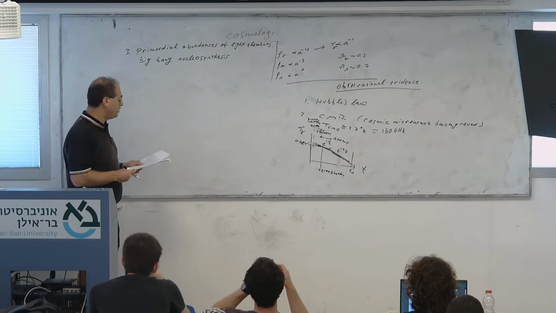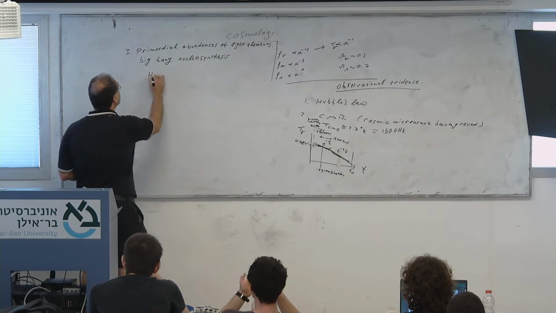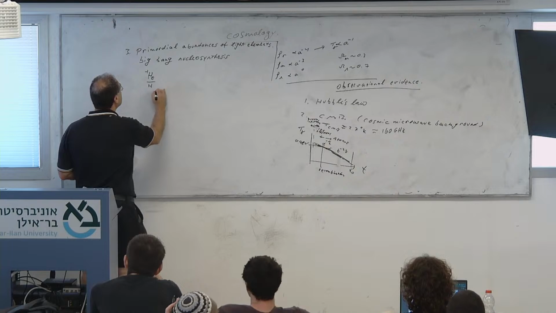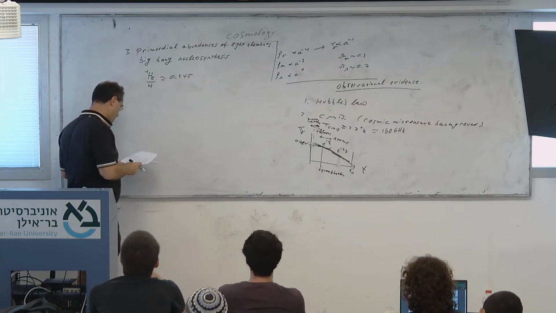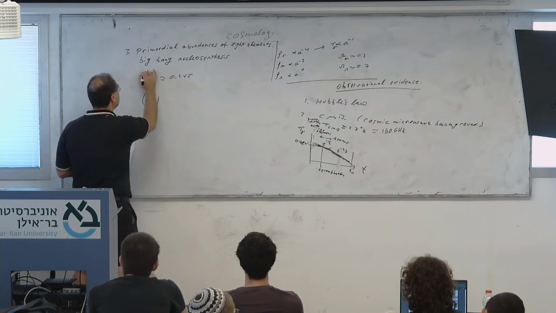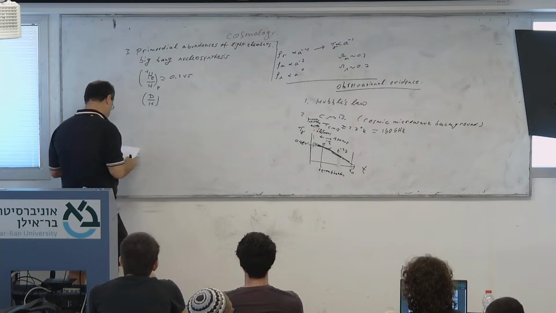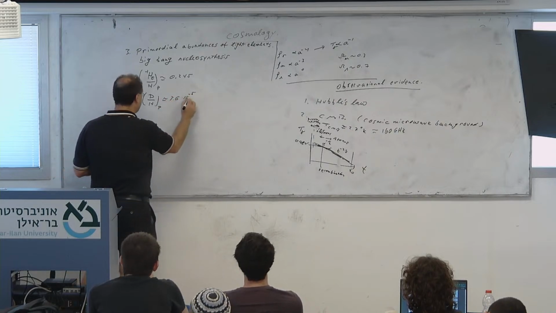We know what the ratios are. If you look at the ratio of helium-4 to hydrogen, this is 0.245. That's a prediction. And then also deuterium to helium, and that's primordial. And primordial is much smaller. It's something like 10 to the minus 5.